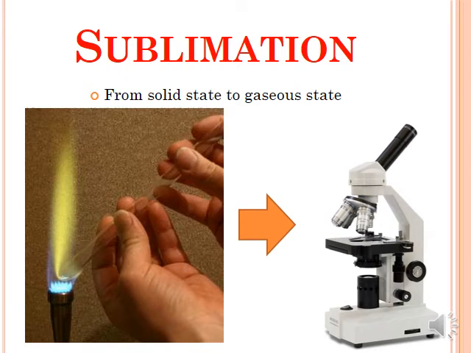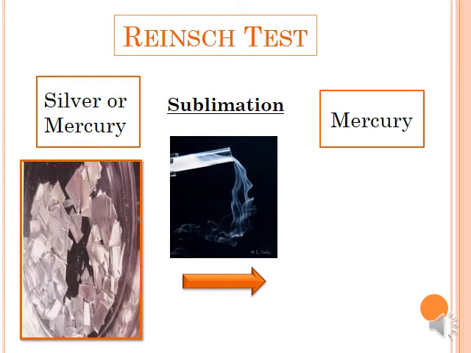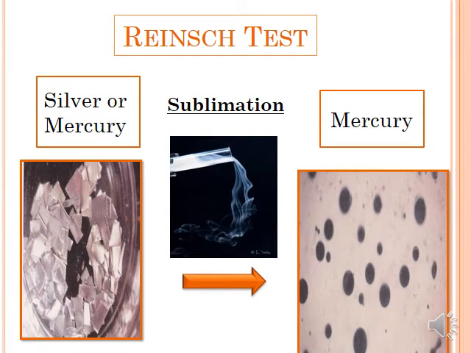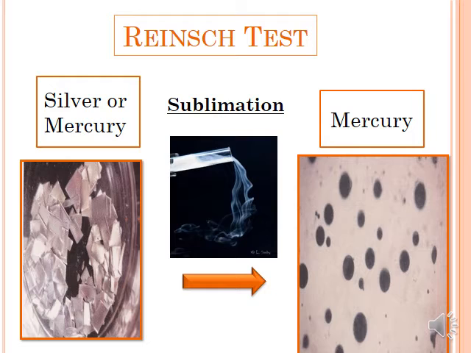To differentiate between the two heavy metals, we should do the sublimation step under the microscope, which is a conversion from the solid form to the gas form. If the foil is mirror-like, which is silver or mercury, after sublimation, if we find under the microscope black spherical globules or spots, it indicates the sample is mercury.